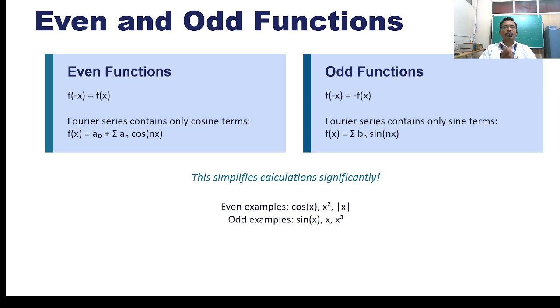So what do you mean by even function? If a function satisfies the condition that f of minus x equals f of x, then we call it an even function. If f of minus x is minus of f of x, we call the function an odd function. Take an example: cos of minus theta is cos theta, hence cos is an even function. Take x square, minus x square and x square are both the same, hence x square is an even function. Similarly, if we take sin theta as f of x, sin of minus theta is minus sin theta, hence it becomes an odd function. Any odd power of x becomes an odd function.